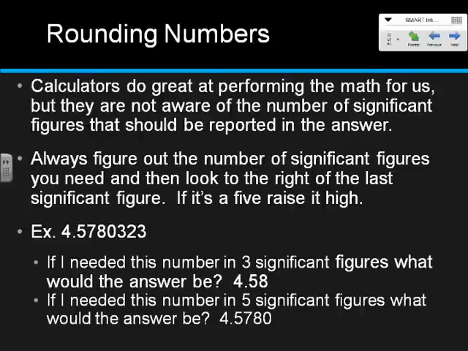All right, so if you needed 3 significant figures, it should be 4.58, because the number next to the 7 is greater than 5, so we need to raise it high. And I should have put up here, if it's greater than 5, raise it high, not if it's a 5. So if it's a 5 or higher, raise it high. And then down here, if we needed 5 significant figures, it would be 4.5780, because next to the 0, the 3 is lower than 5, so we don't raise it high. You keep it the same.